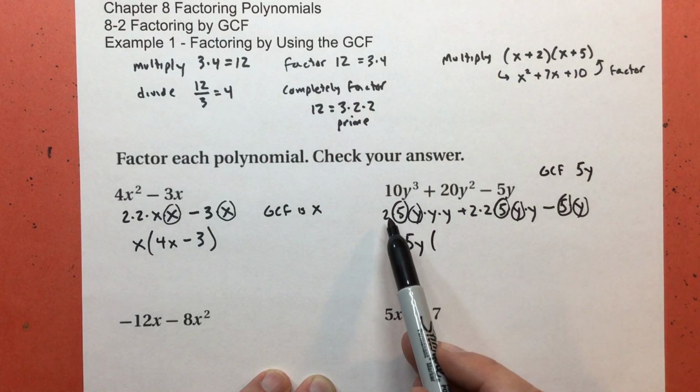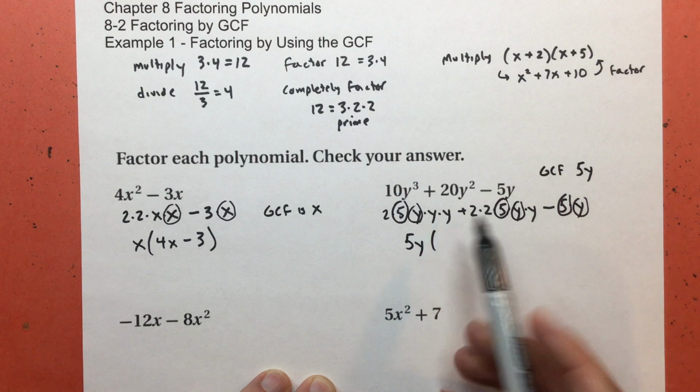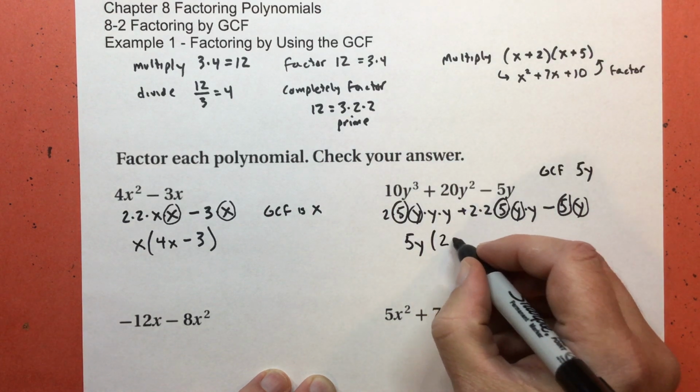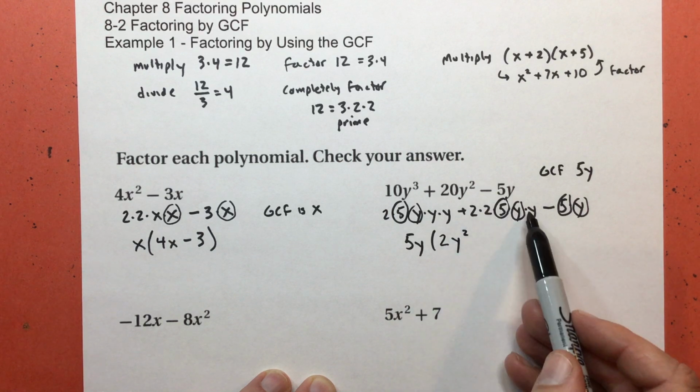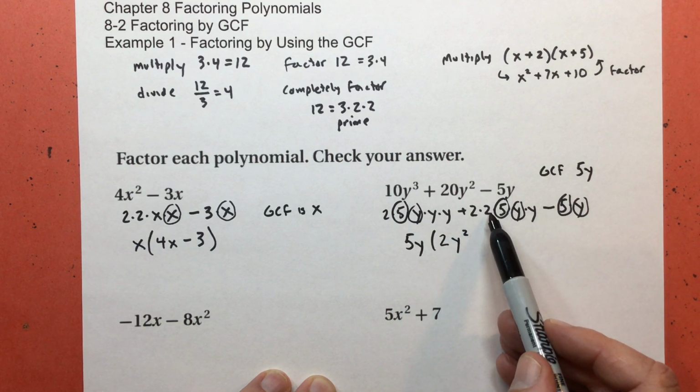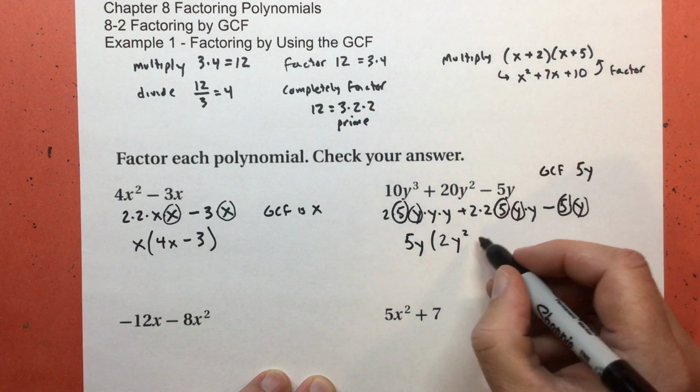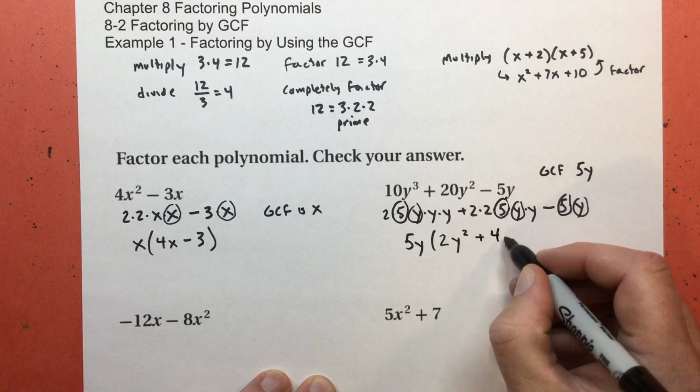What got left here? 2 times y times y. That's 2 times y to the second power. What got left here? 2 times 2 times y. 2 times 2 is 4 times y. So that's 4y.